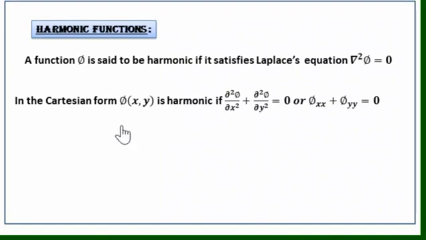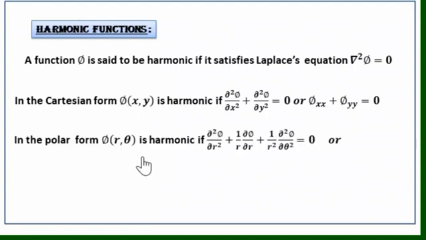Now if the function phi is a function in polar coordinates r and theta, it is said to be harmonic if it satisfies the Laplace equation: dou square phi by dou r square plus 1 by r dou phi by dou r plus 1 by r square dou square phi by dou theta square is equal to 0, or we can write phi rr plus 1 by r phi r plus 1 by r square phi theta theta equal to 0.